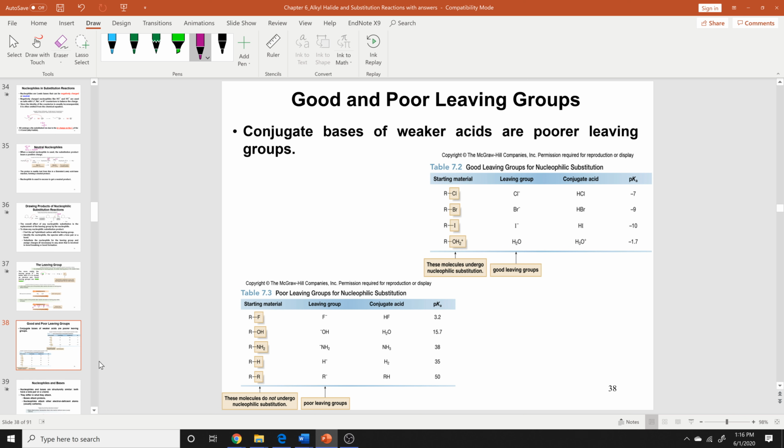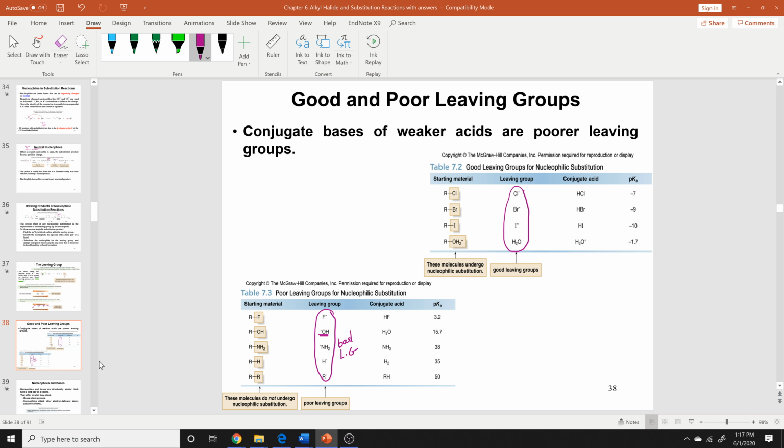There are other leaving groups in there. So all of those are considered to be excellent leaving groups. Because these are conjugate bases of strong acids, they are weak bases. Now I have these to be bad leaving groups. So all of those are bad leaving groups. In the coming chapters, we will talk about OH, and OH is a very, very bad leaving group.